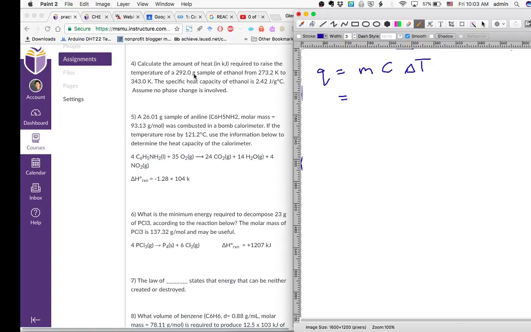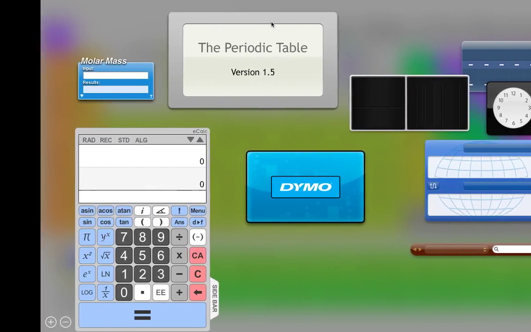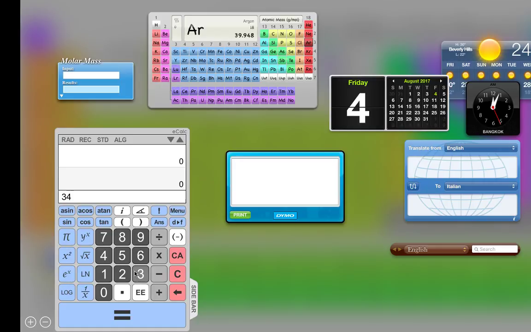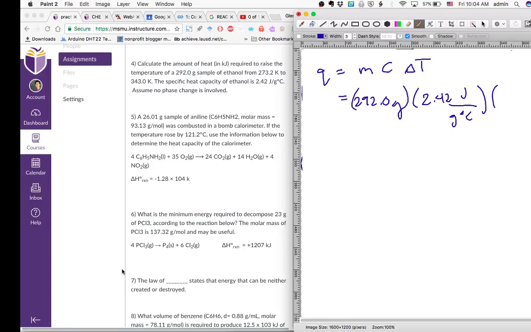The M is given here, 292 grams. The C is given here, 2.42 joules per gram per degree Celsius. And the delta T is the change in temperature. It's this minus that: 343 minus 273.2. I cannot do that in my head. 343 minus 273.2 is 69.8.